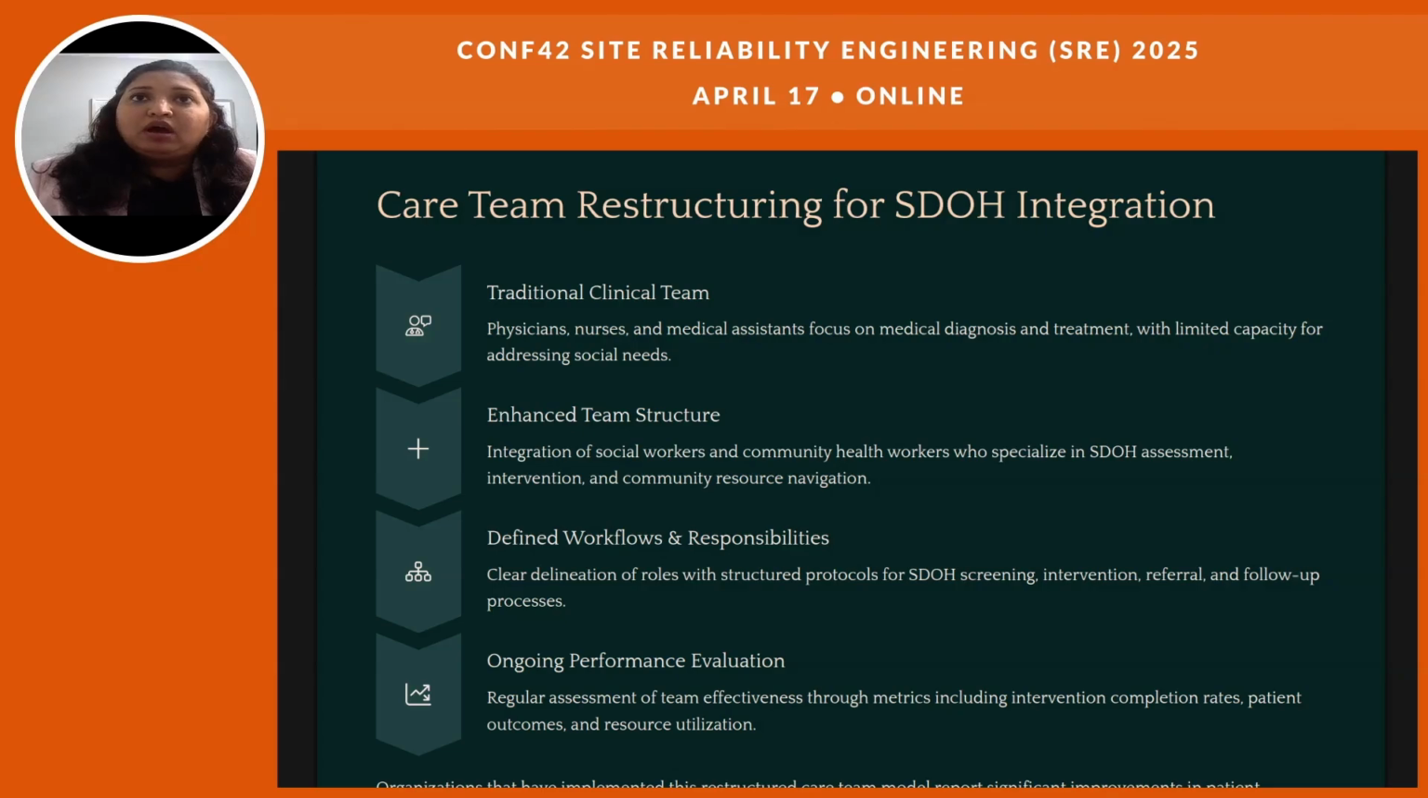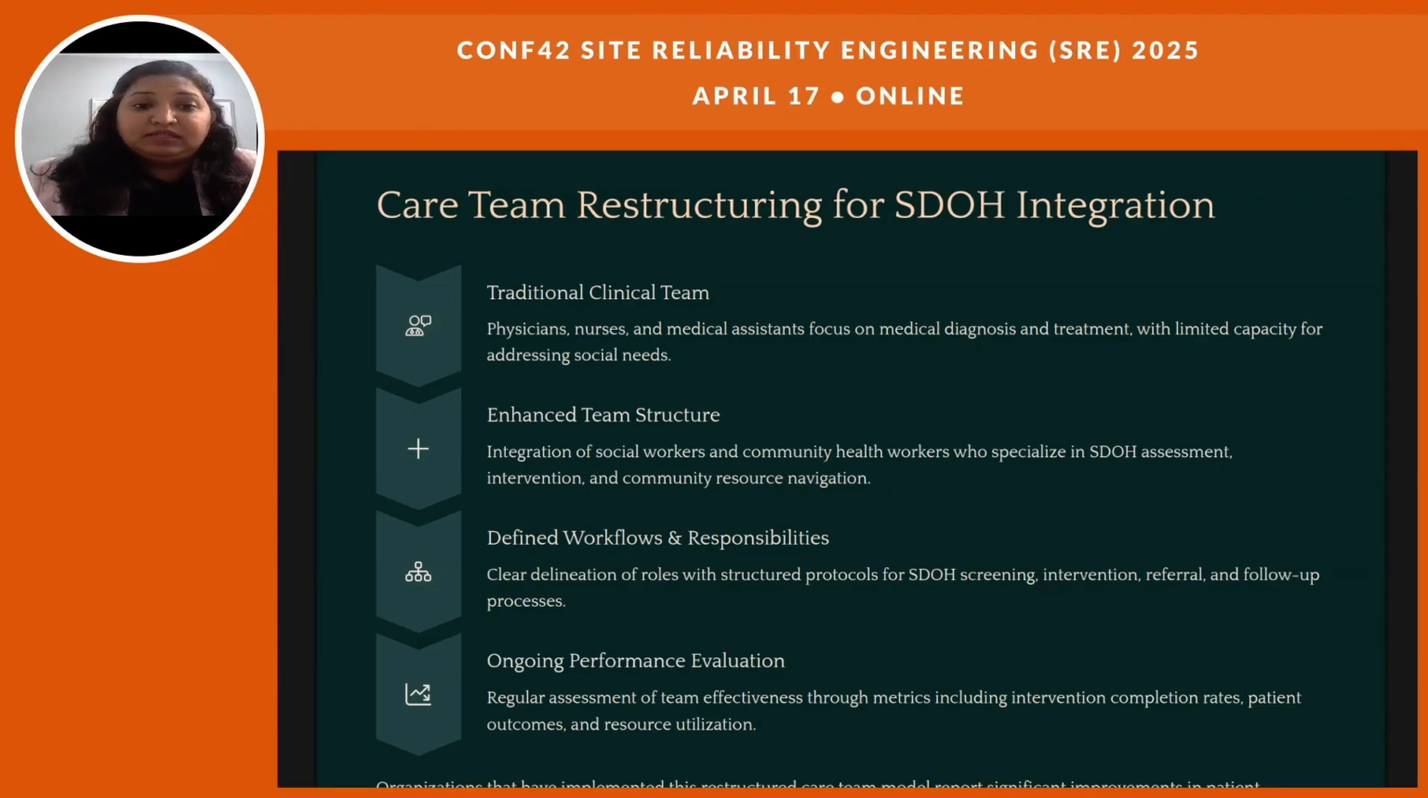Let's compare the traditional clinical team and the enhanced team structure. The traditional clinical team consisted of physicians, nurses, and medical assistants, and all of their focus was on medical diagnosis and treatment, with limited capacity for addressing social needs. Whereas the enhanced team structure is an integration of social workers and community health workers who specialize in SDOH assessment, interventions, and community resource navigation.